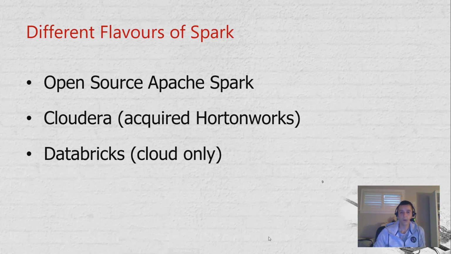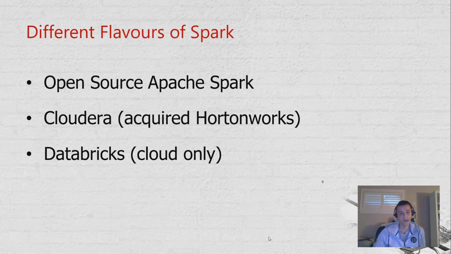Now, as you work through the Spark ecosystem, you will find that there are different flavors of Spark. There's the open source Apache Spark, as I mentioned, that everybody can have access to through the Apache Foundation repos. There's also Cloudera, and Cloudera actually acquired another company that used to do another Spark distribution called Hortonworks. So there used to be these two separate companies. Cloudera purchased Hortonworks, and now Cloudera still sells their own Spark distribution. The other one that is also a proprietary version of Spark is Databricks.